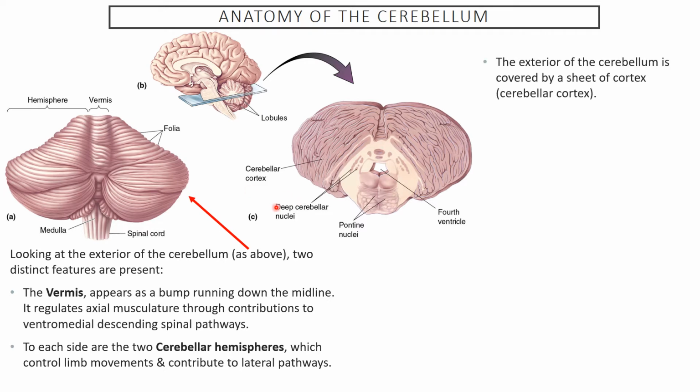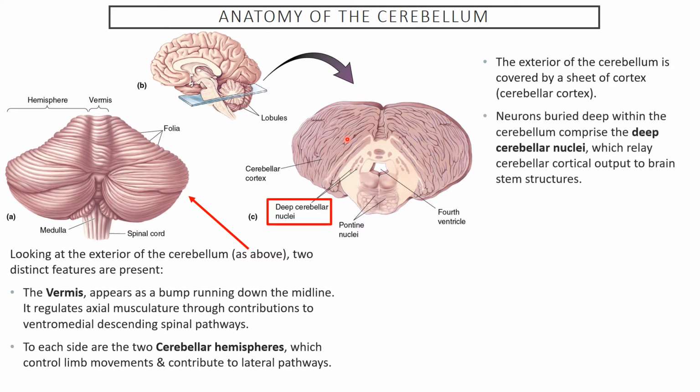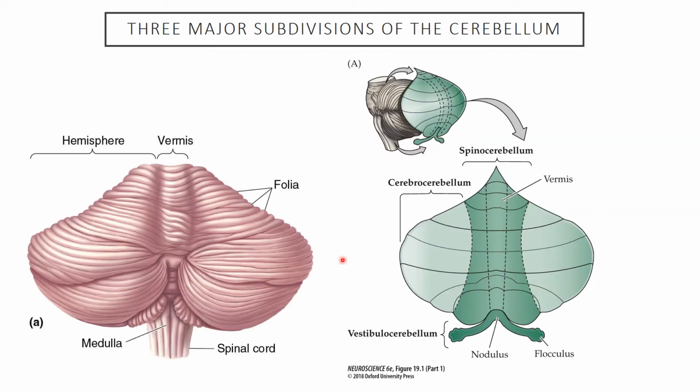The exterior of the cerebellum is covered by a sheet of cortex. So this whole thing is the cerebellar cortex. It makes up the larger portion of it. It's got all these different layers in it. We have neurons that are very deep within the cerebellum. These are the deep cerebellar nuclei, and they relay cerebellar cortical output to other brainstem structures, which we will talk about.